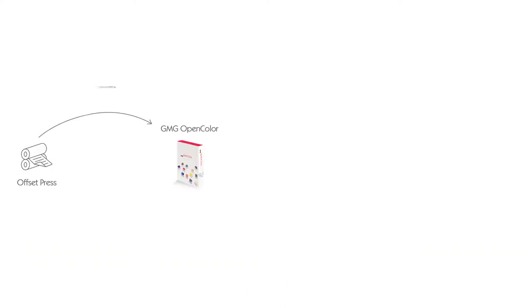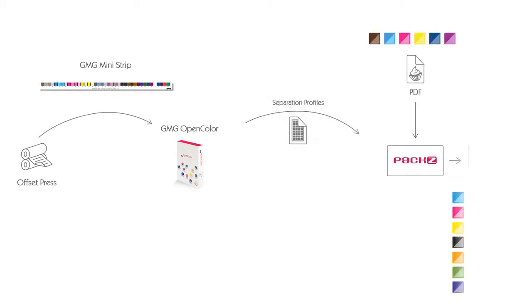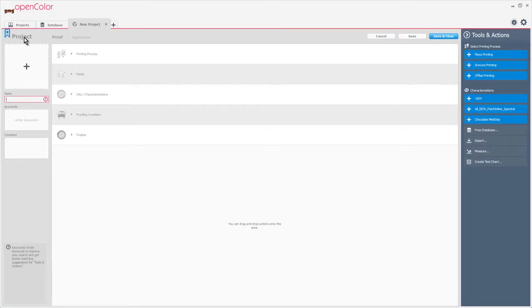GMG OpenColor provides its users with an accurate prediction of the final print with very little press data. Additionally, GMG OpenColor can predict what will happen if you swap substrates, change ink order, have a different dot gain or analogs, and even swap one color for another, all without going to press. With this capability, the connection with PACKZ has expanded upon this to provide the ability to rework separations or even eliminate them. First thing we need to do in OpenColor is describe our press condition by creating a project.